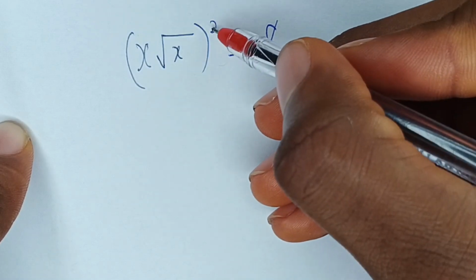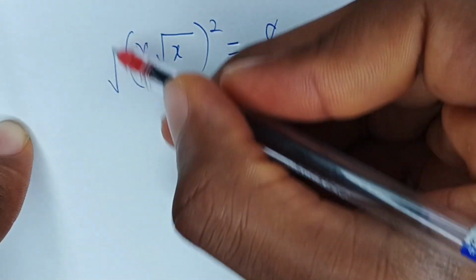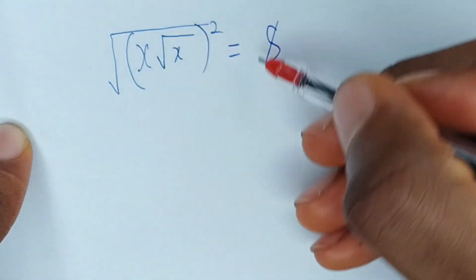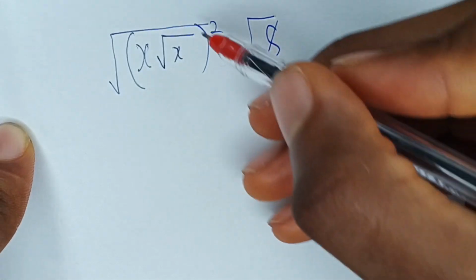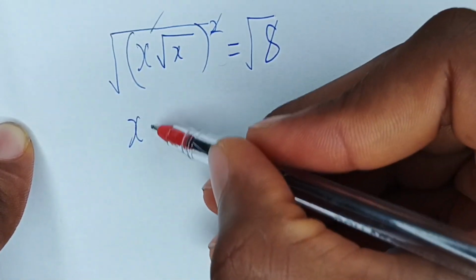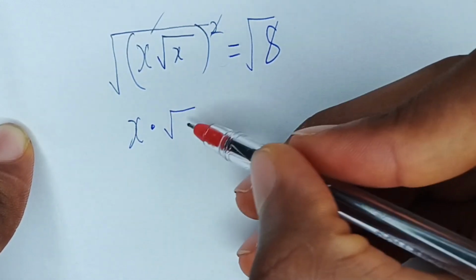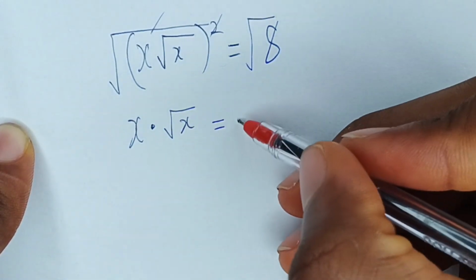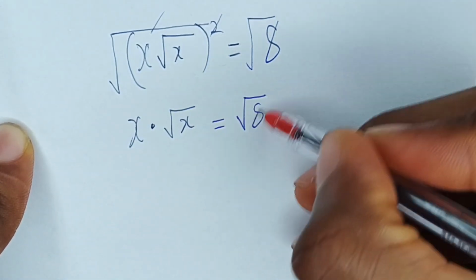To remove this square sign, we simply take the square root of both sides. So take the square root of this side and take the square root of this side. You see that square and square root cancel. So we have x multiplied by square root of x to be equal to square root of 8.